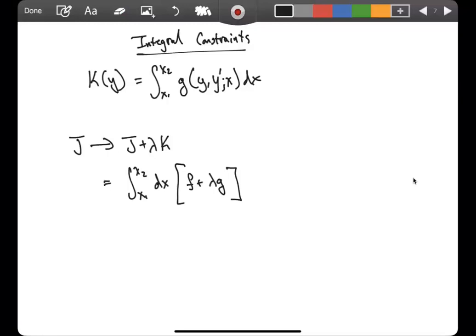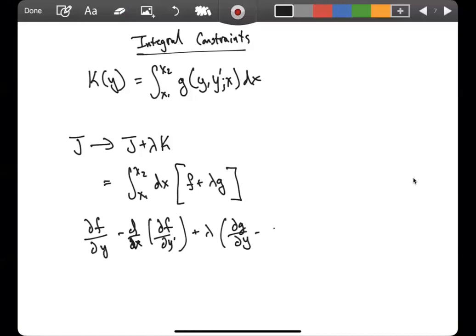Now again, if I do the variations that I've done, i.e. the partial derivative of j with respect to alpha, and then eventually set that equal to 0, by repeating all that process, I'll skip all the steps, but basically we find that the partial of f with respect to y minus the full derivative d dx of the partial of f with respect to y prime, plus lambda times the partial of g with respect to y minus d dx, the full derivative, of the partial of g with respect to y prime, all must be equal to 0.